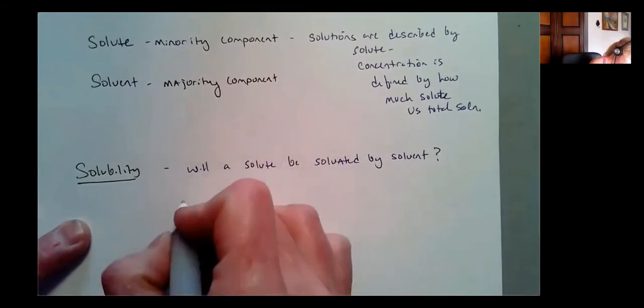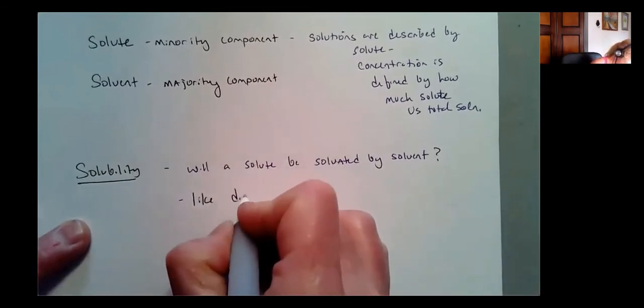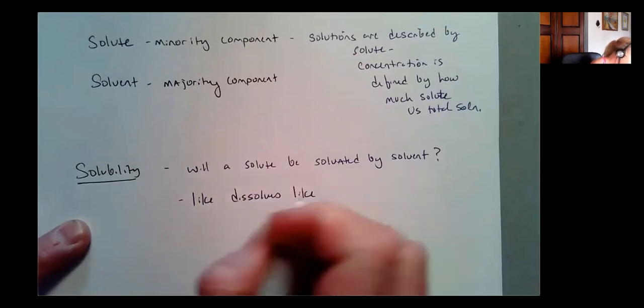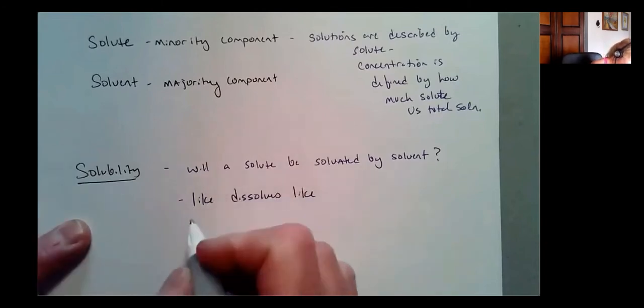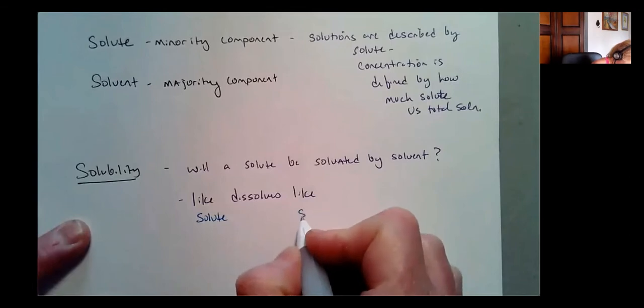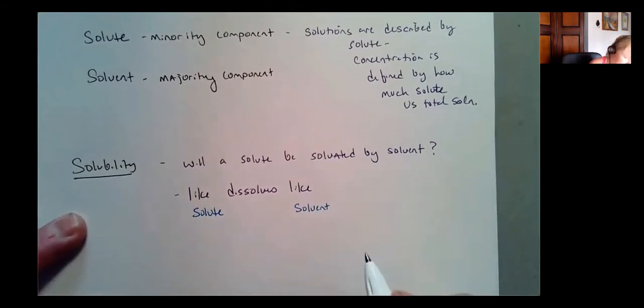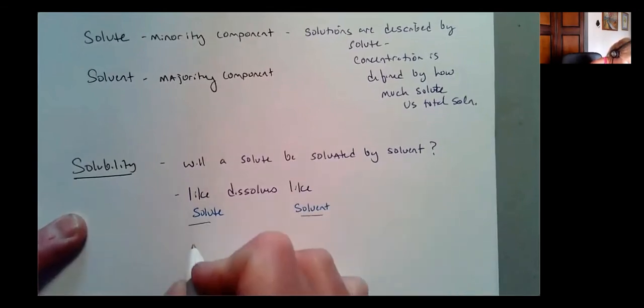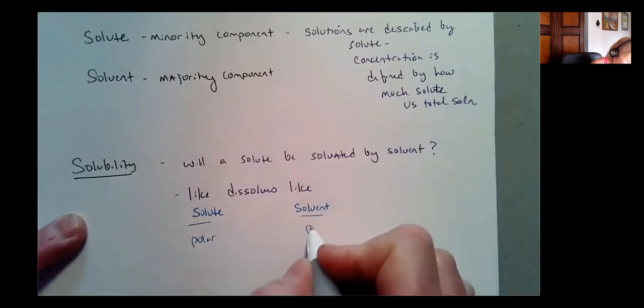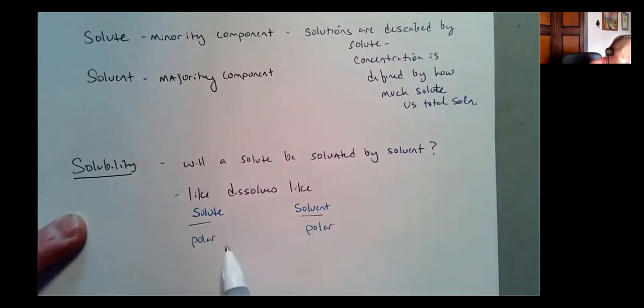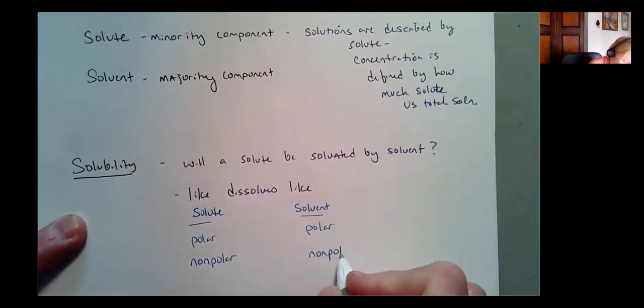There's a general rule, like dissolves like, if you've heard this. That means if I have a solute and a solvent, and the solute is polar, the solvent is going to be polar. And then those have the ability to be solvated by each other. If I have a non-polar solute, then I would want a non-polar solvent.